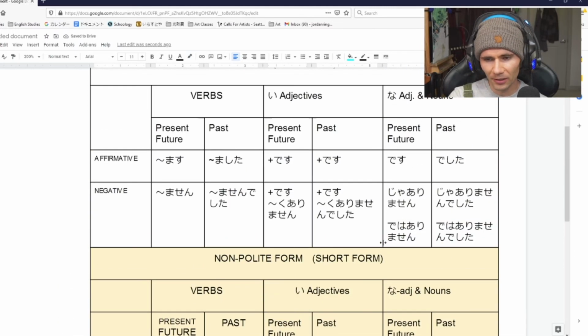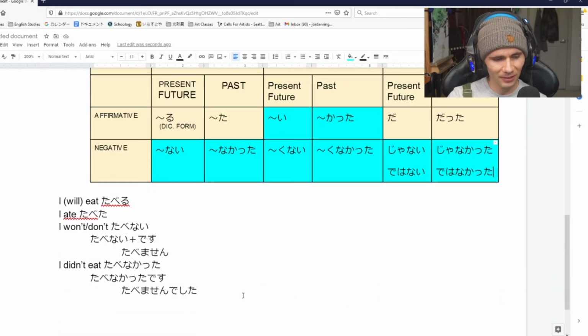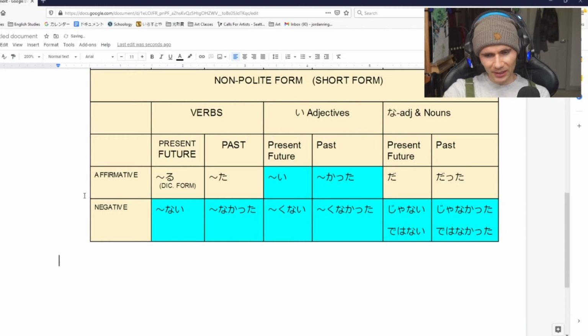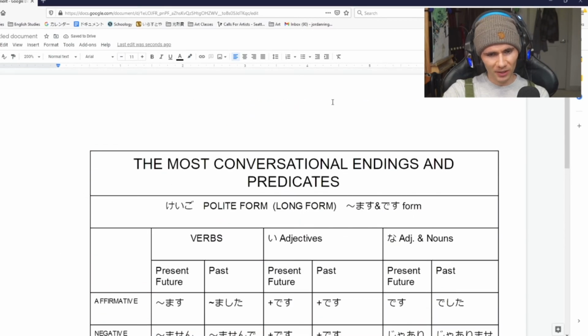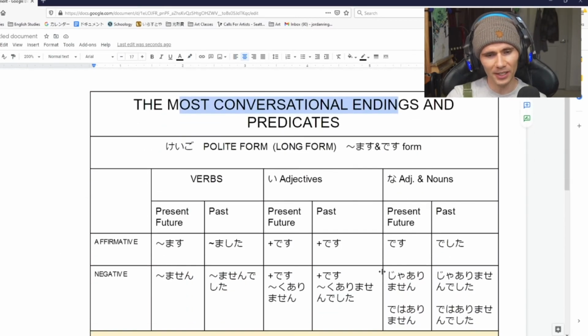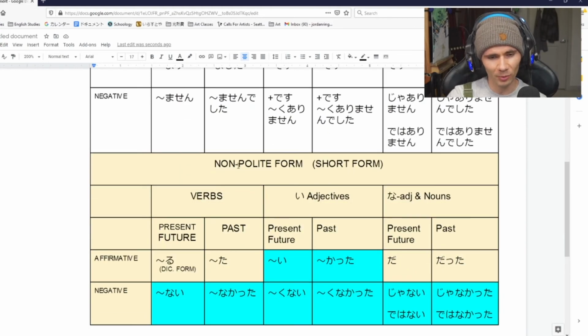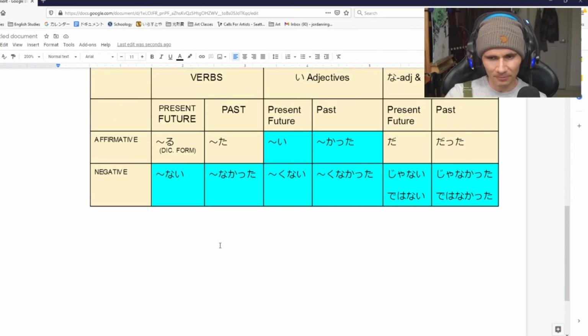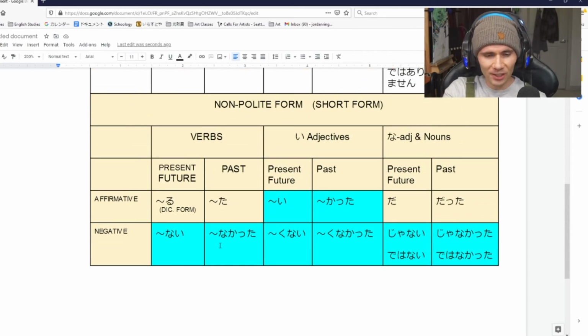So there we go. And this is basically what's going on with the most conversational endings and predicates in Japanese, long form and short form, or in other words, non-polite form and polite form of Japanese. So if you like this chart, I'm going to put a link to this document in the description for this video. Feel free to check it out.